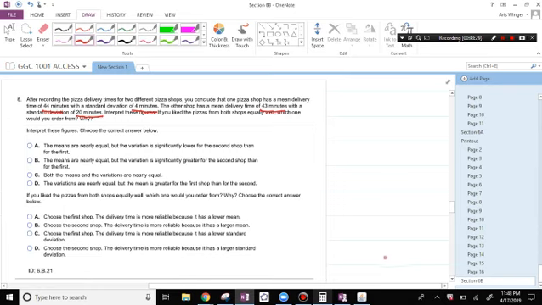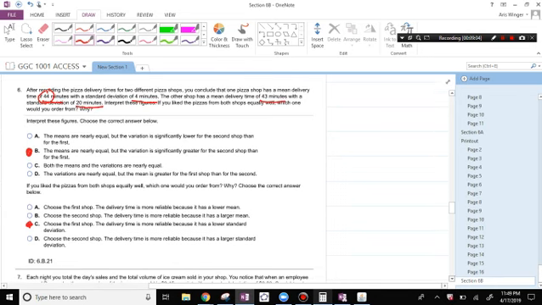Interpret these figures. If you like the pizzas from both shops equally, which one would you order from? We will order from this one because it's more reliable. It's 44 minutes plus or minus roughly 4 minutes or so. The means are nearly equal, but the variation is significantly greater for the second shop than the first. That's a fact. Why? Choose the correct answer below. We're going with the first shop. Delivery time is more reliable because it has a lower standard deviation. There's less variance.